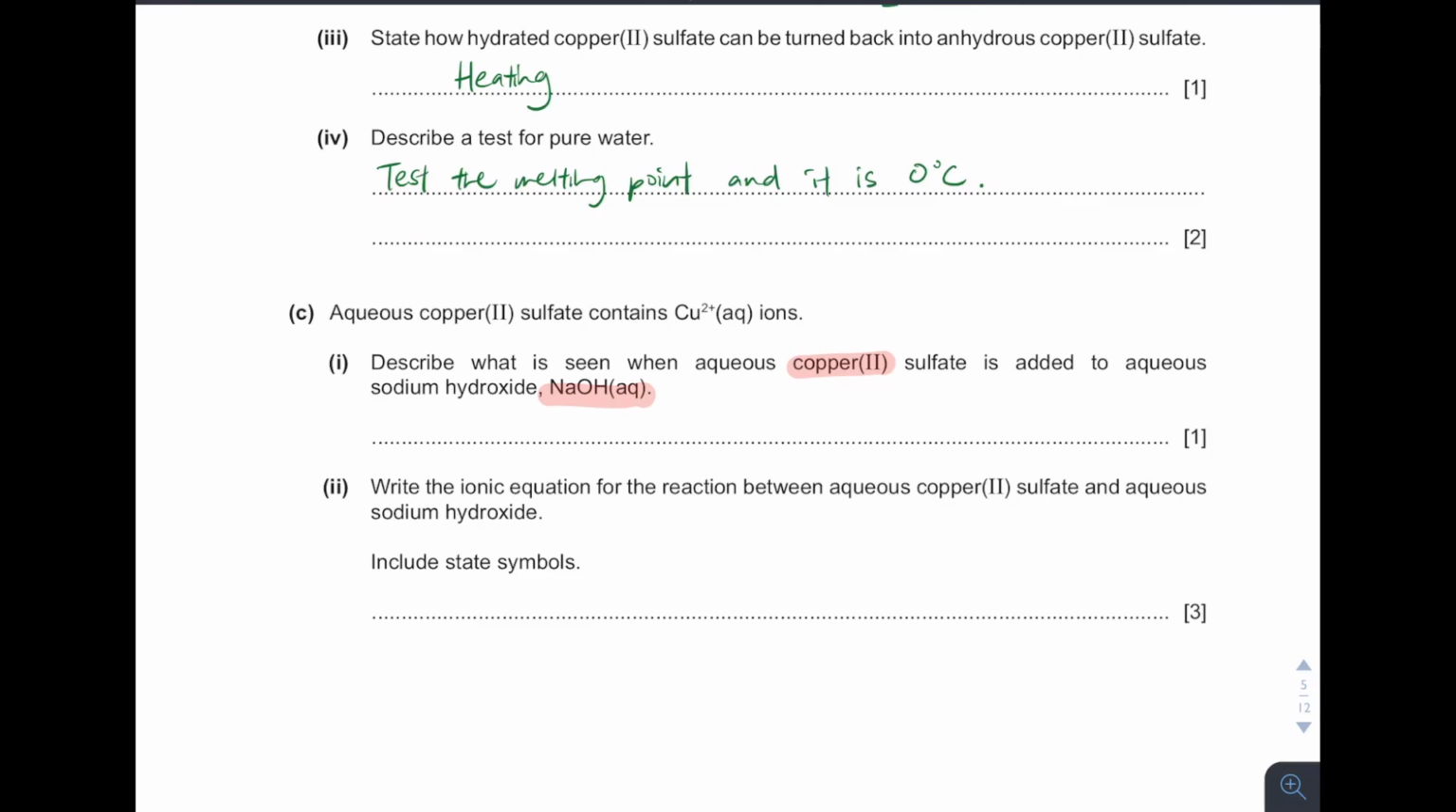The copper 2 ions will react with sodium hydroxide to form copper 2 hydroxide, with the observation of blue precipitate being formed, because of the presence of copper 2 ions.